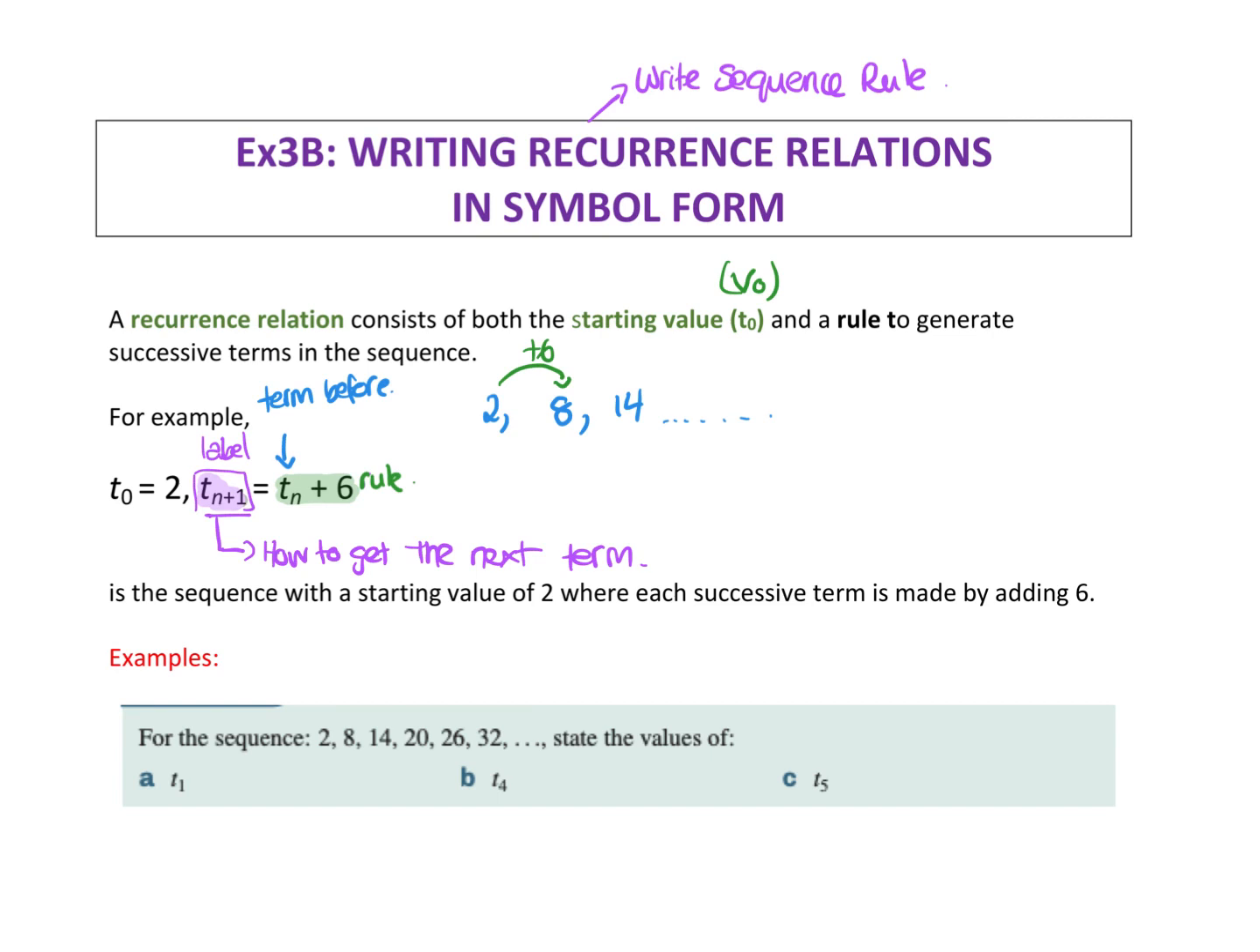For the examples here, for the sequence, state the values of T1. We're obviously going to call this original one T0. So T1 we're going to say is 8. Okay, and then T4, so that's T1, T2, T3, T4, would equal 26, and T5 equals 32. So we actually call the original one T0.